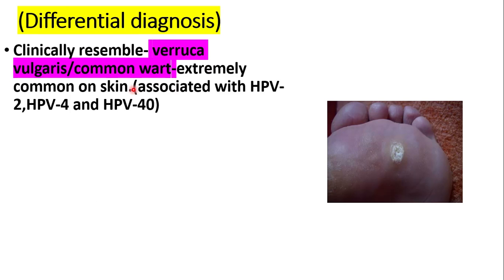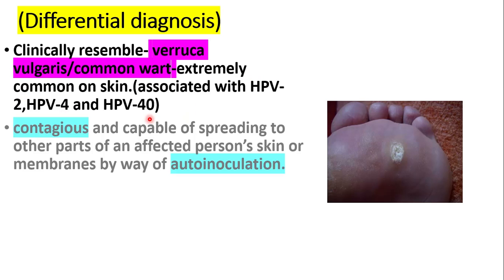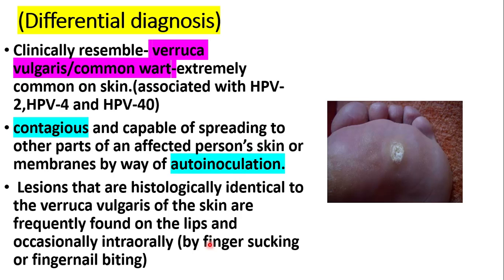Now, the important thing in its clinical presentation is its close resemblance to Verruca vulgaris or the common wart. This is more commonly seen on the skin, and unlike squamous papilloma, it is associated with strains 2, 4, and 40. These are highly contagious and are capable of spreading to different parts of the affected person's skin by means of auto-inoculation. And to the oral cavity, it might be through finger sucking or fingernail biting.